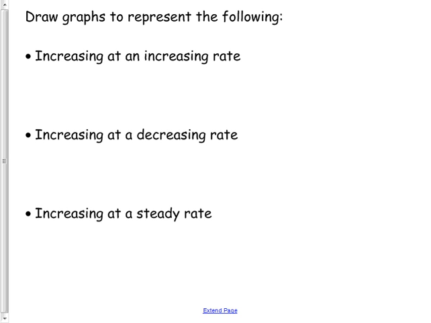Okay, next one. Increasing at an increasing rate. They want you to sketch one. Would you make me a little sketch for that, a little sketch for this, and a little sketch for that? Sketch me increasing at an increasing rate, increasing at a decreasing rate, and increasing at a steady rate. I think by now you should get those.